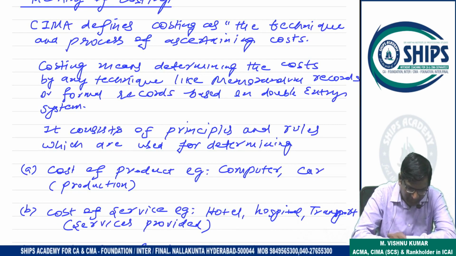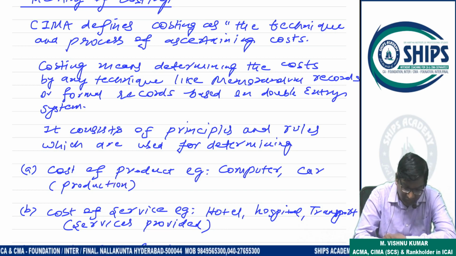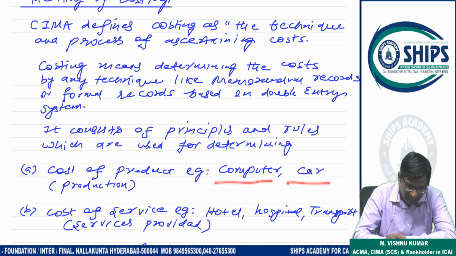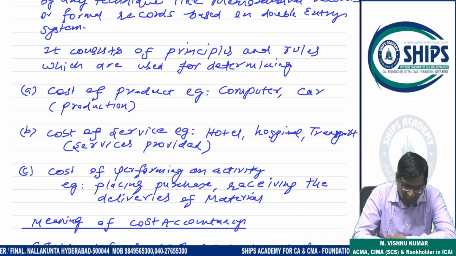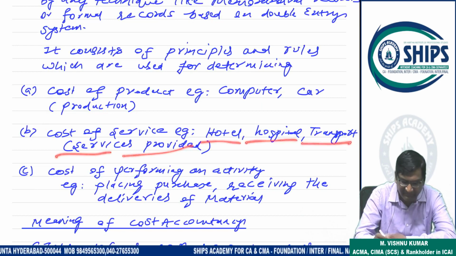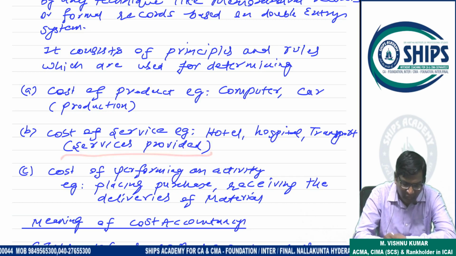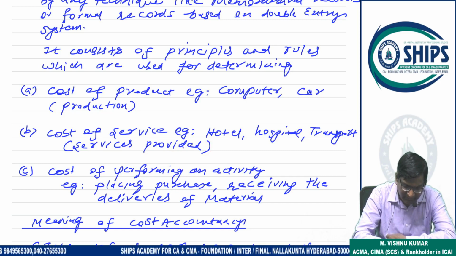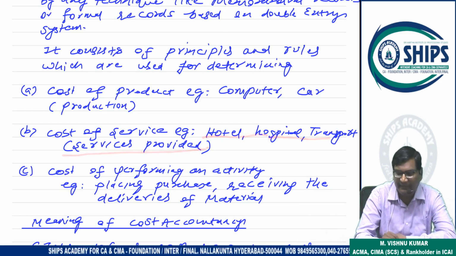For example, you are interested to calculate the cost of a product, like a computer, car, production, manufacturing. Suppose one hotel, hospital, transport organization. This is the service sector. So in the production side, the procedure and technique is different. In the service side, the procedure and technique is different.